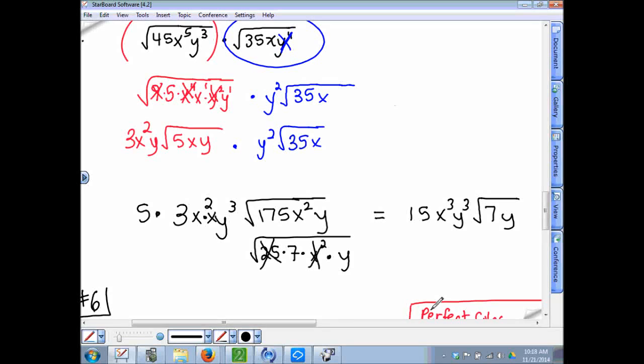Now we need a couple of absolute values, because take a look, we had an even root that had a couple of odd exponents there, so we need an absolute value around x and an absolute value around y. Not on the inside, only on the outside. So it's 15 absolute value of x to the third, absolute value of y to the third, times the square root of 7y.